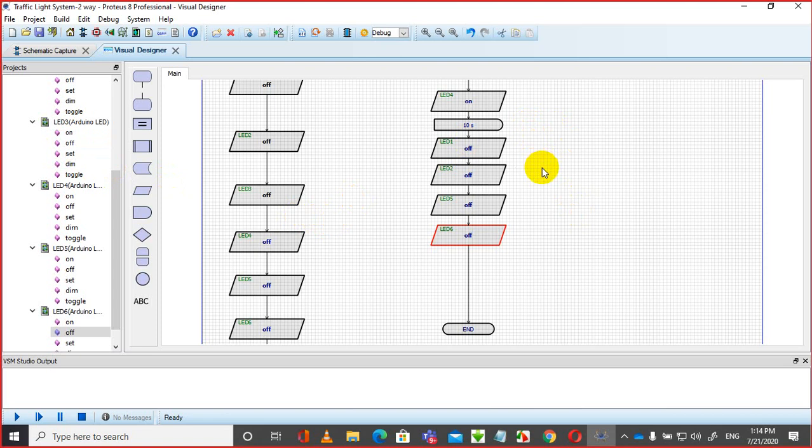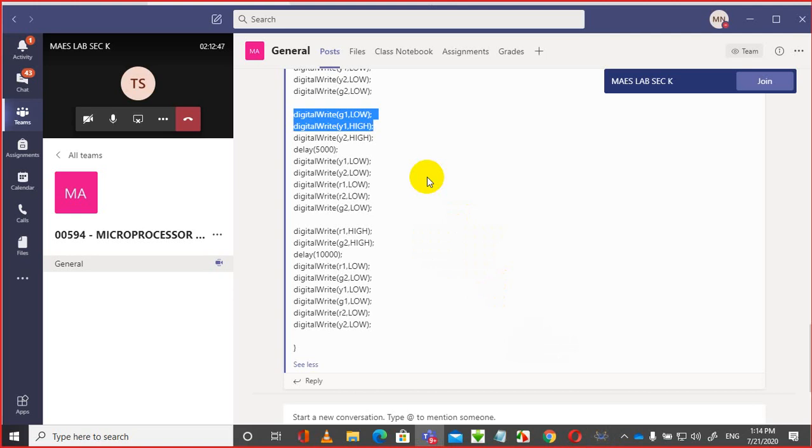That means the initial setup runs only one time. This will not run again. So you need to do it separately in the loop because this is a loop that will follow. Okay, so in the loop what happens? Green is low and yellow is high for the first lane.